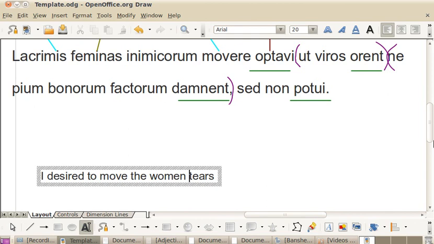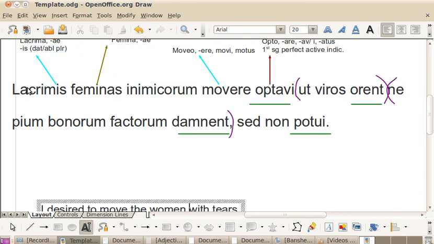Now, there happen to be about 18 different forms of the ablative, and I'm not going to go through all of them now, but the ablative of means or instrument is never preceded by a preposition, unlike a lot of other forms of the ablative. So I think we could be confident in translating, I desired to move the women with tears.